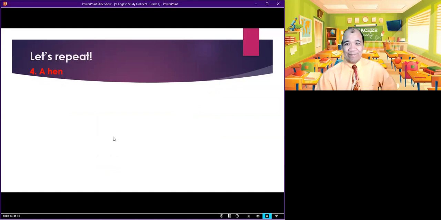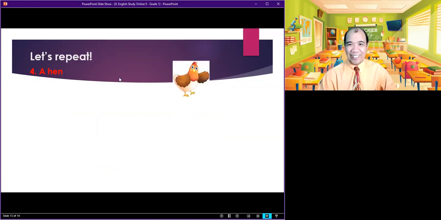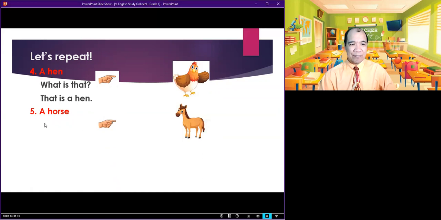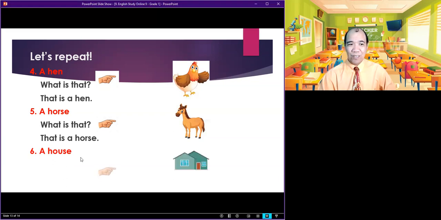Okay, let's repeat one more time. A hen. What is that? That is a hen. A horse. What is that? That is a horse. A house. What is that? That is a house. Okay?